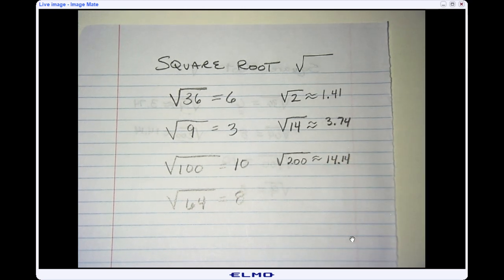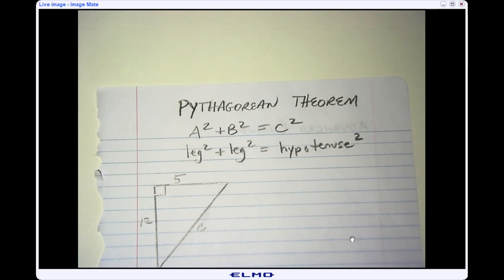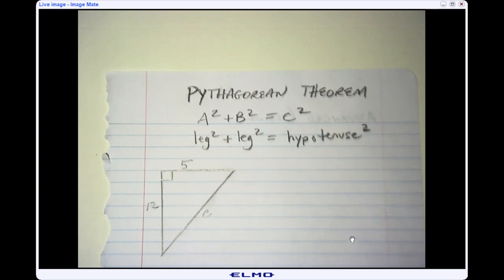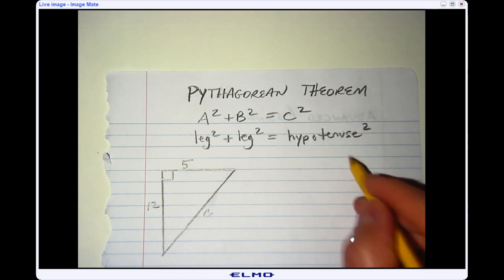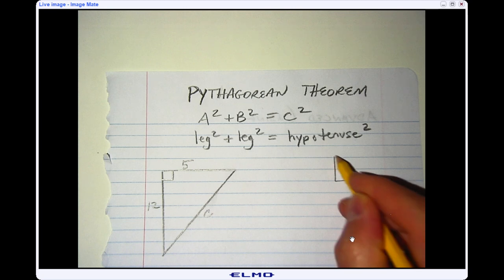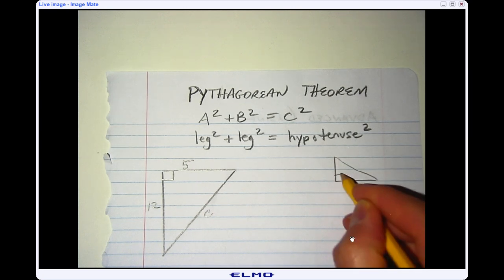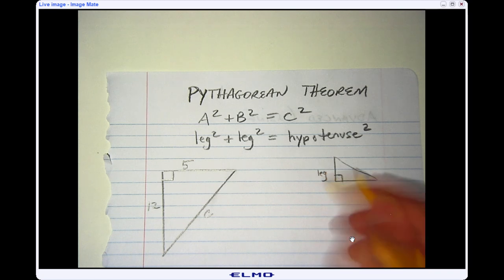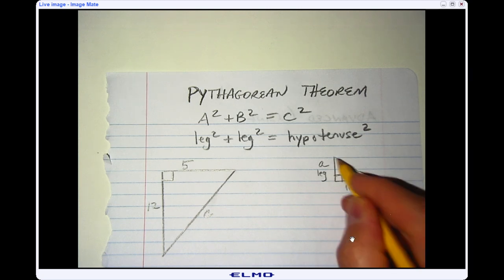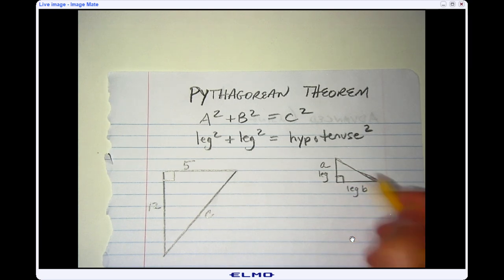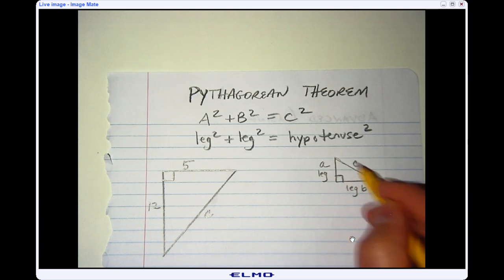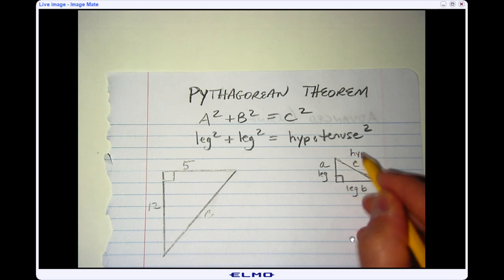So we're going to use this idea of square roots to help us do the Pythagorean theorem. Now, a theorem is a famous rule that works all the time. In this case, the Pythagorean theorem only works for right triangles. So if I made a right triangle over here, the two sides that make up the right angle are both called legs. The shorter side is typically leg A. The longer of the two legs is usually leg B. The side that is opposite the right angle is side C, and it's always called the hypotenuse.